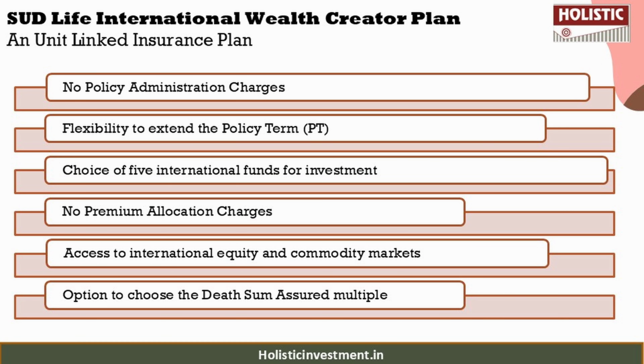And you have the option to choose the death sum assured multiple, and there are benefits like death benefit and maturity benefit. But as a unit linked policy, there are charges that they deduct from your premium, like fund management charges, surrender charges, switching charges, partial withdrawal charges, and mortality charges. So these charges act as an additional burden on the investor, unlike direct international investments where such costs do not exist. As a result, they eat into your net investment and ultimately reduce the final corpus you can accumulate.